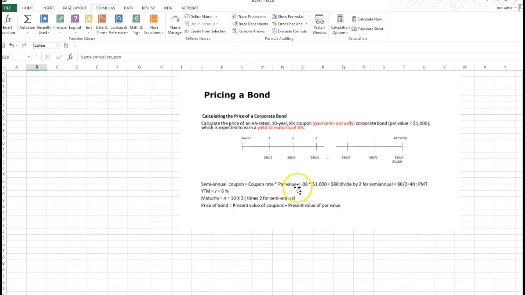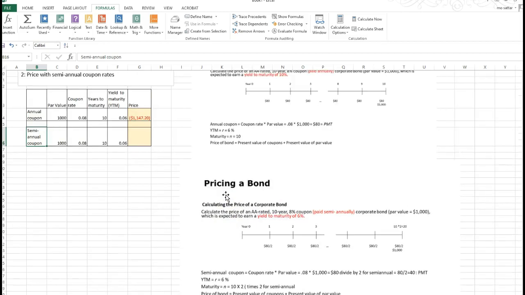So again, the coupon dollars, or the PMT, is calculated by coupon rate times the par value. And here, because it is semi-annual, we divide it by 2, we get $40. Yield to maturity 6%. And the number of periods is going to be 20. And the price, we're going to calculate it now. Because it is semi-annual, we will also have to adjust for yield to maturity, which means that we have to divide that by 2, and we can do that when we do the Excel calculation. So here we go.